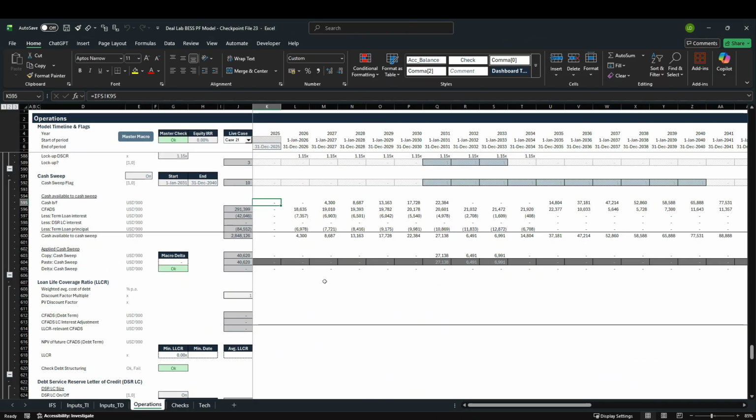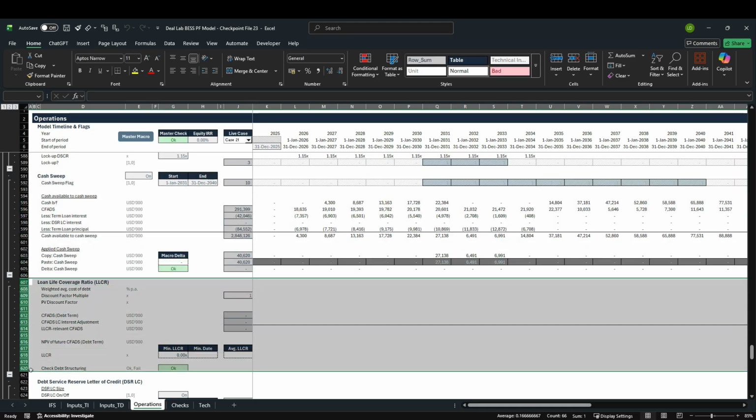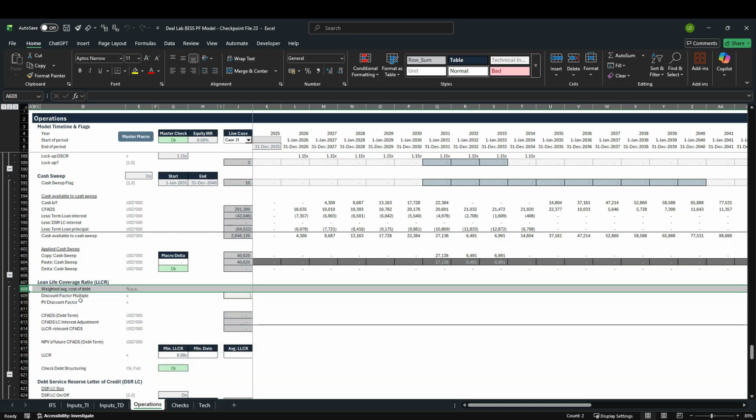And now let's move back to the model checkpoint file from our previous lesson. In the previous lesson, we have integrated the cash sweep right here. And what we'll cover in this lesson is the calculation of the loan life coverage ratio. And the first thing we will need to determine is the discount rate that we will use to discount our CFADS. And that is most typically the weighted average cost of debt.